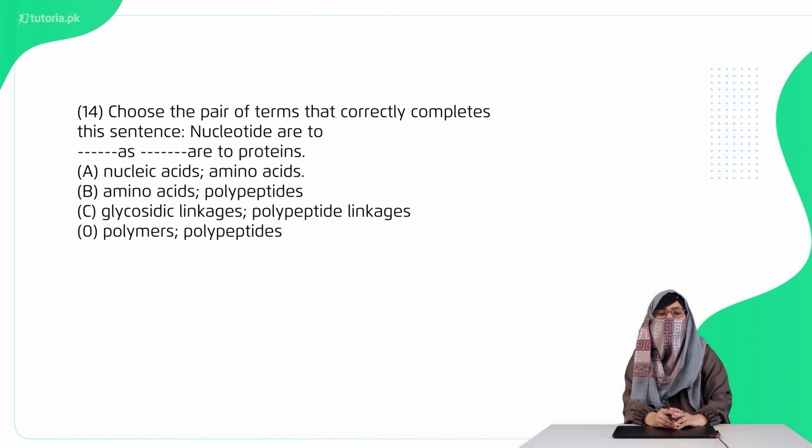Question 14 है choose the pair of terms that correctly complete this sentence. Nucleotides are to dash as dash are to proteins. Nucleic acid amino acid polypeptide, glycosidic linkage polypeptide linkage, polymer या polypeptide. The right option है option A nucleic acid and amino acid.